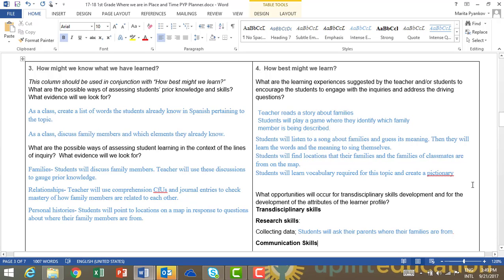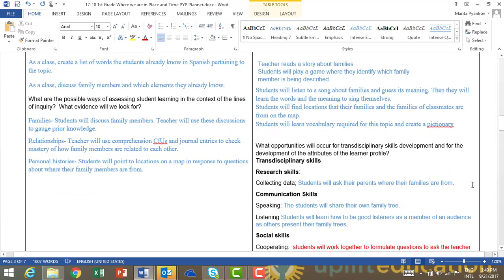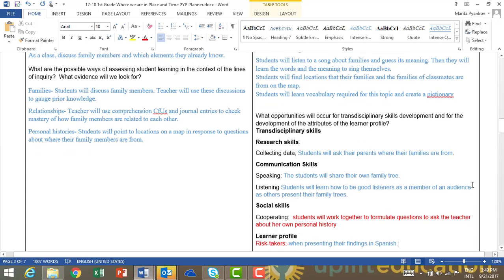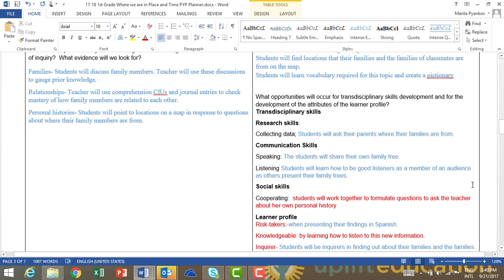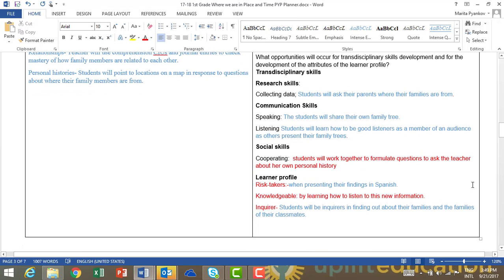Also in box 4, you'll see the different transdisciplinary skills. These again are things, because I'm collaborating, that were already written here, and I just showed how we would connect them to our Spanish lessons. You can take a look at these and see if you have any questions. If you do, you're welcome again to send me an email or send it in. We can talk about it at office hours. I'll just let you look through those.